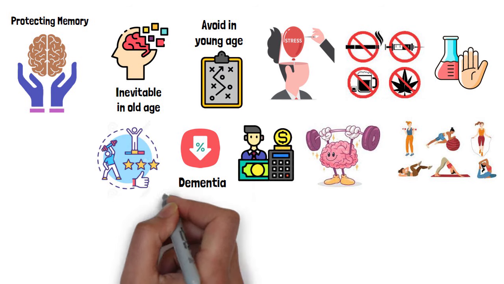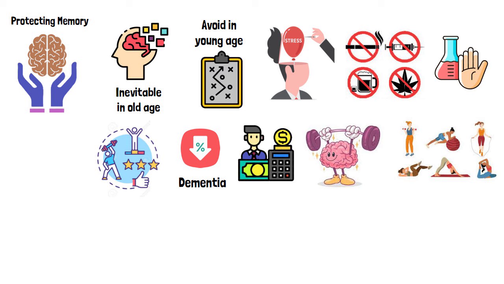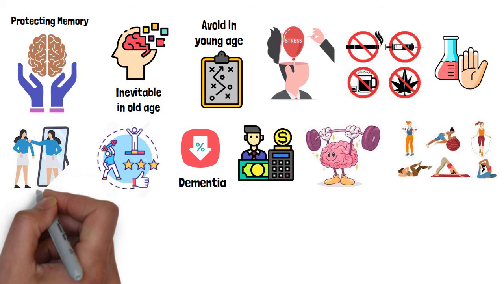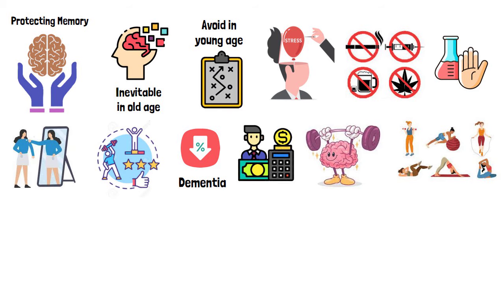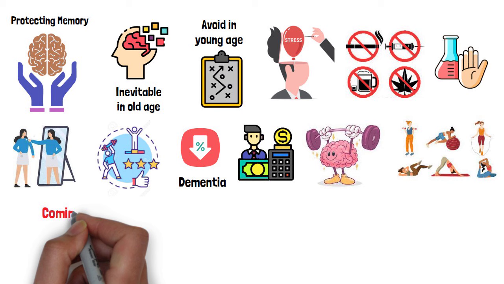Having a strong sense of self-efficacy has been associated with maintaining good memory abilities during old age. Self-efficacy refers to the sense of control that people have over their own lives and destiny. A strong sense of self-efficacy has also been linked to lowered stress levels.